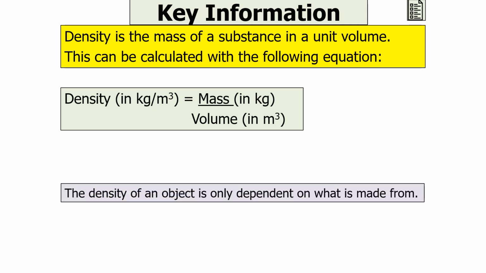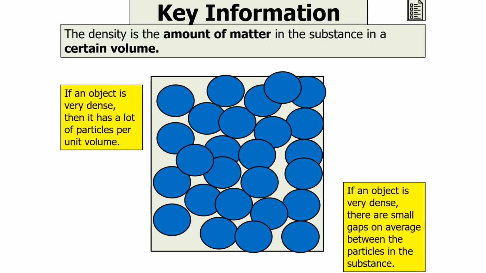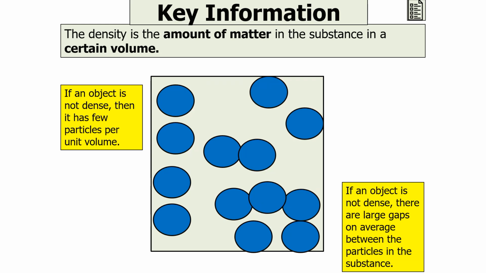Now the density of an object is only dependent on what it is made from. So the density of a material does not vary with either size or shape. As we mentioned before, an object is very dense if it has lots of particles per unit volume, and an object is not very dense if it has few particles per unit volume.